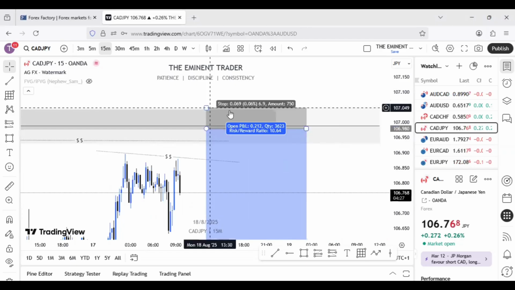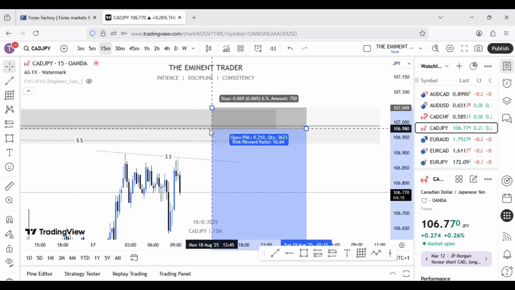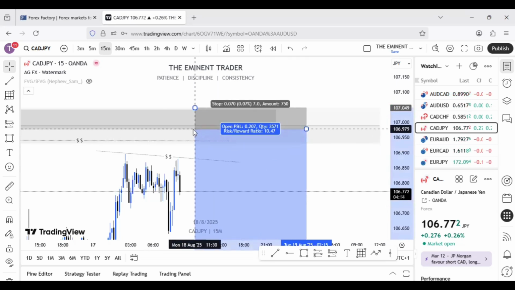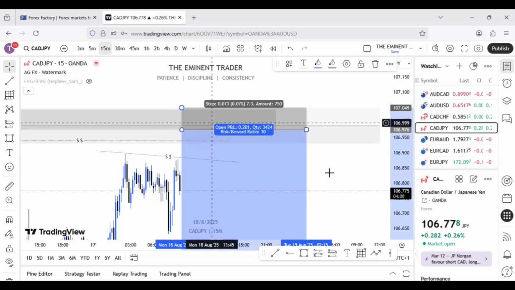This is an aggressive entry on the 15 minutes. This is the conservative entry here. This is a conservative entry, 5 hour. This is an aggressive entry. So it all depends on what type of trader you are. But if I was taking this on the 15 minutes, this is what I would most definitely have.